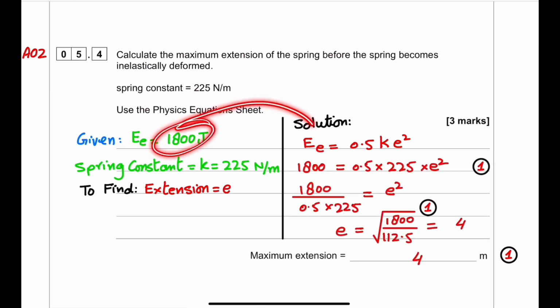We have energy. We will substitute the value of energy here, the value of k in our formula. We can see here the e square is equal to 1800 over 0.5 times 225. Therefore, we need to take the square root on both sides. With the help of the calculator, we can find the value of e is 4 meter. The mark distribution is also given along with the steps.